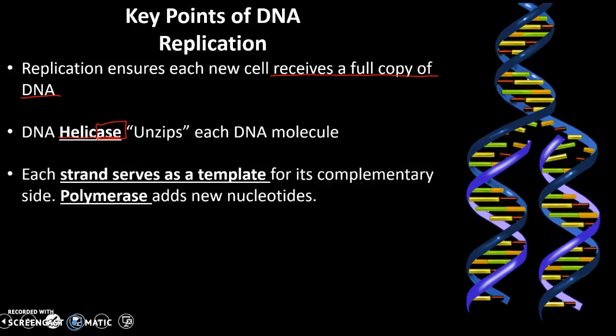Each strand serves as a template for its complementary side. So basically what that's saying is if one strand has a T, this polymerase is going to add new nucleotides, or new complementary bases. So polymerase is going to read it and say, I have a thymine, I need to add an adenine. Or I have a guanine, I need to add a cytosine.